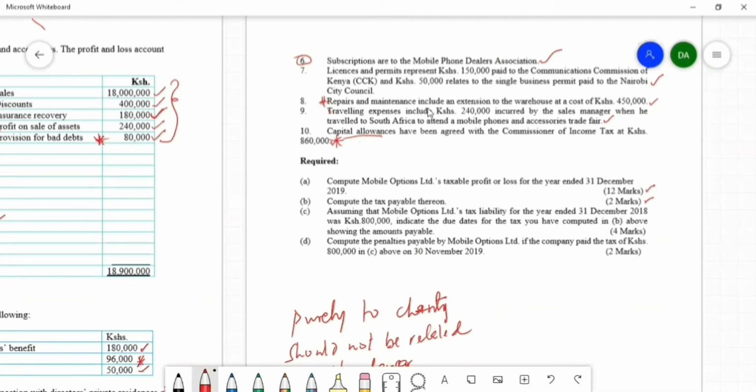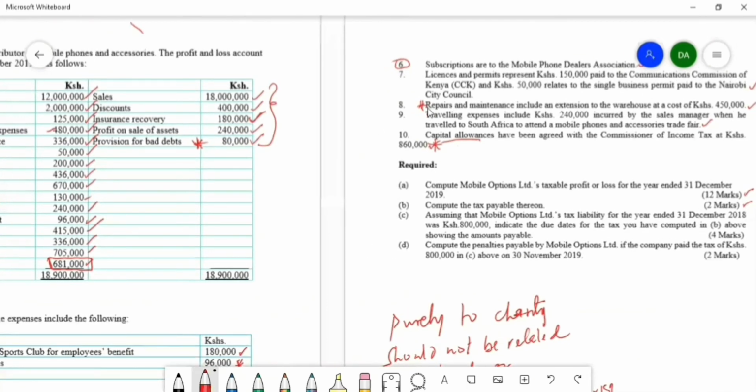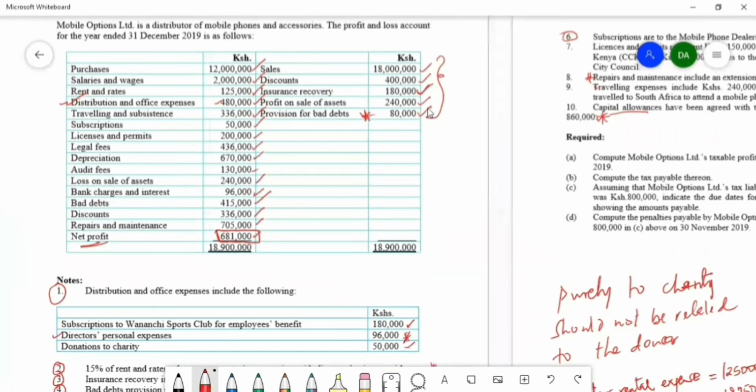Now, we need to go to the statement of profit or loss and check if we have other expenses which are not allowable. Having looked at those additional information, we go to the statement of profit or loss. We check if there are other expenses which are not allowable. From up here, purchases is allowable, salaries and wages are allowable, rent and rates are allowable, but we have analyzed it and removed the part which is not allowable.